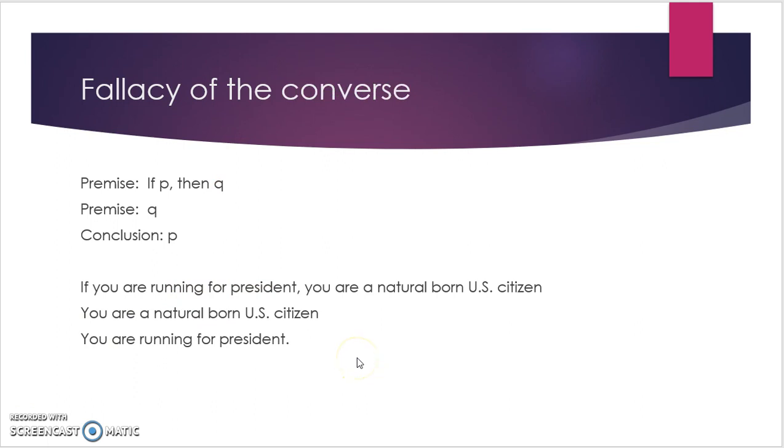Okay. Fallacy of the converse. It's an invalid argument for about the same reason. People confuse a conditional with its converse. Now, the converse would be if Q, then P. So this is the if portion of the converse. This is the then portion of the converse. But unfortunately, I can't replace this statement with its converse and have the same argument. So this is wrong.